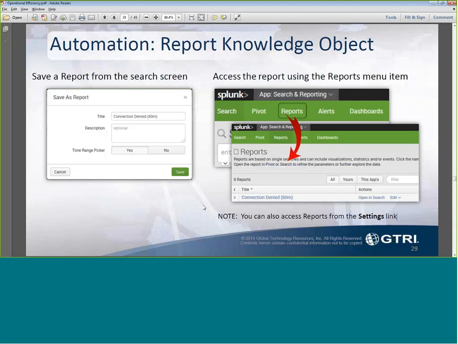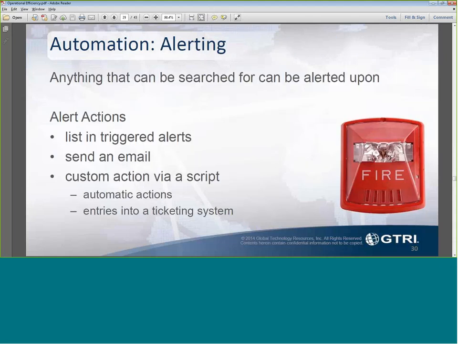So, alerting. Anything that you can search on, you can alert upon. The actions that can happen include listing it in a list of triggered alerts inside of Splunk itself, or sending an email out to a group, a single user, or a bunch of users.